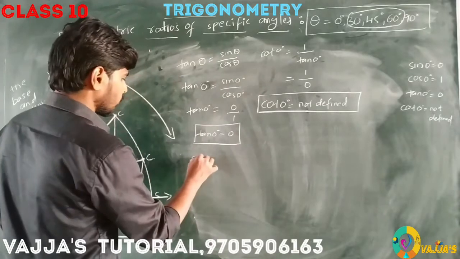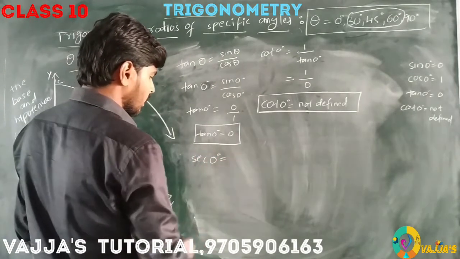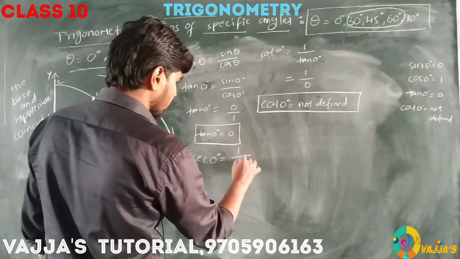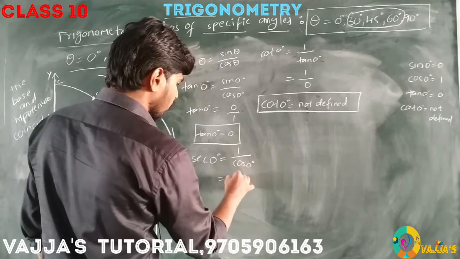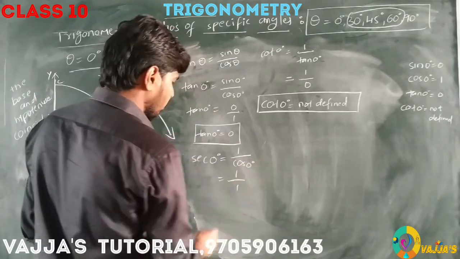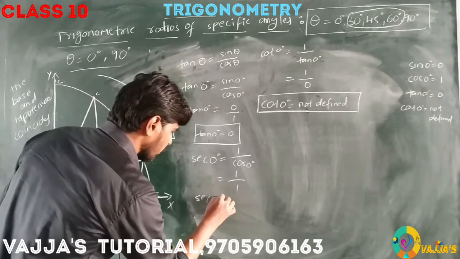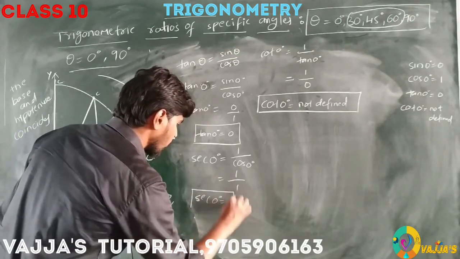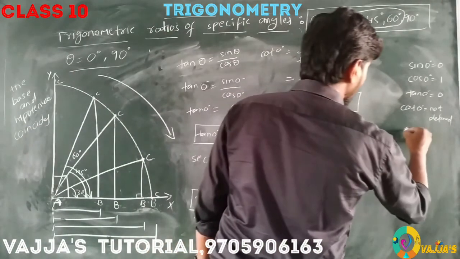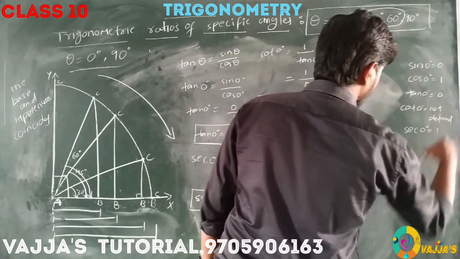Next, secant 0 degrees, nothing but 1 by cos 0 degrees. 1 by cos 0 degrees is nothing but 1. So secant 0 is nothing but 1. Write down here, secant 0 degrees is equal to 1.